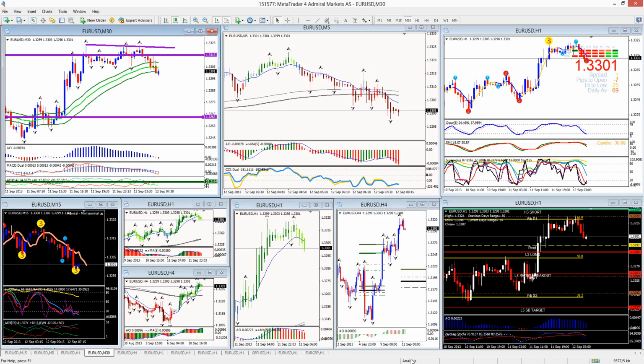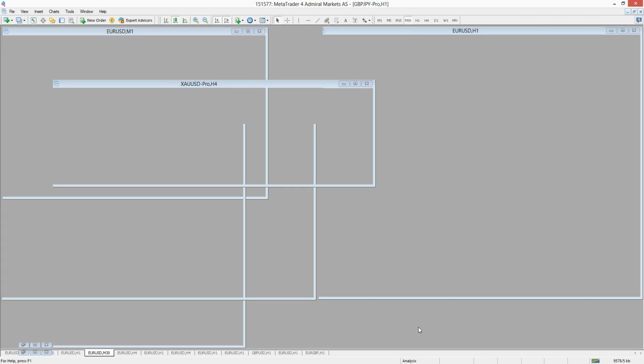So let's take a look at the euro yen and pound yen. I think that those are interesting setups.